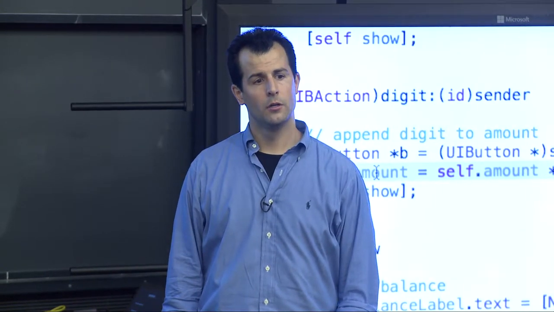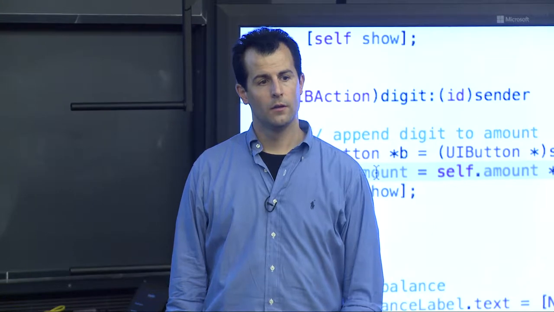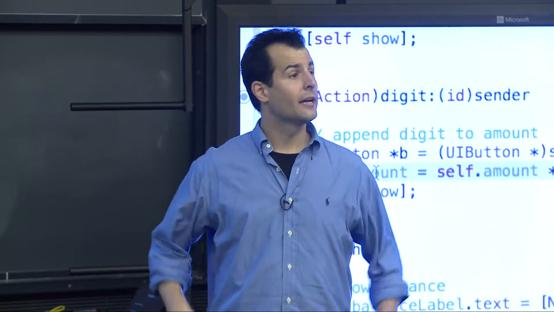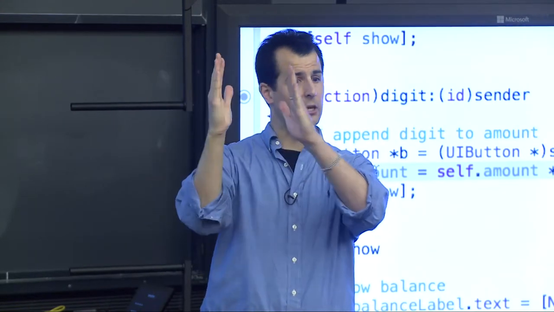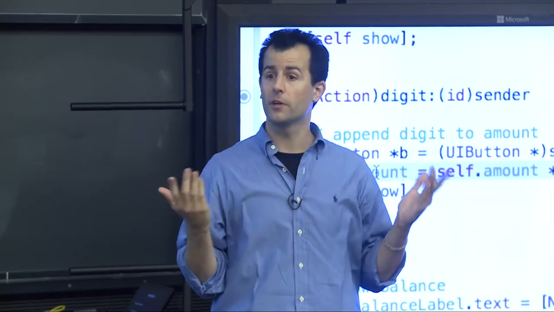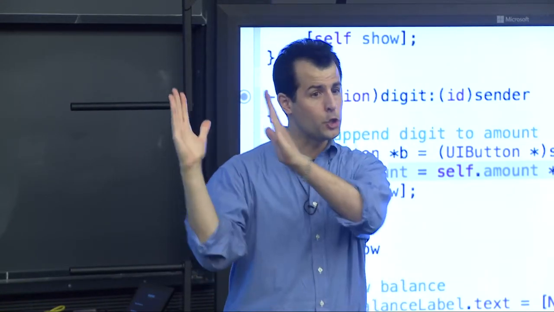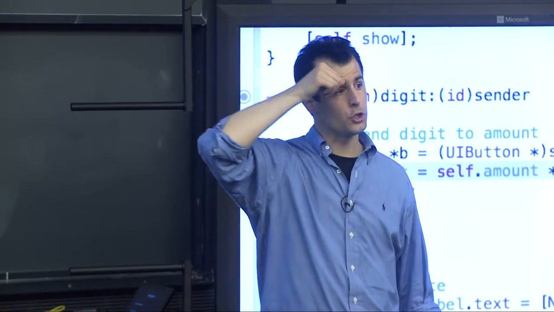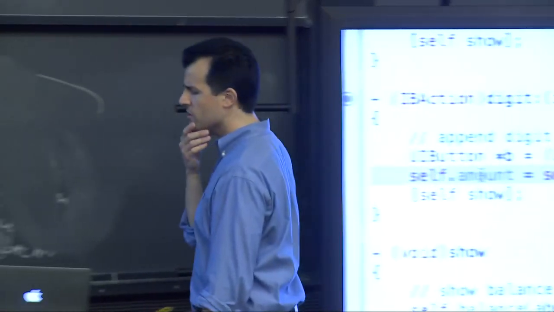Good. So every time you click a button, you want to multiply it by 10 because every time you click a button, you're shifting the digits over. Exactly. So when I referred to grade school earlier, I just meant the process that every time you multiply by 10, it shifts the number over to the left. And that's effectively the behavior you want. Every time you type in an additional number, you want to shift the current numbers over and put the new one there. And you can do that arithmetically by just multiplying the current value by 10 and then adding in b.tag.